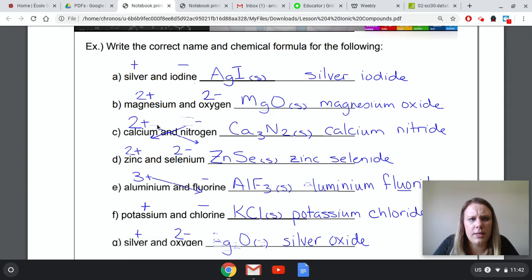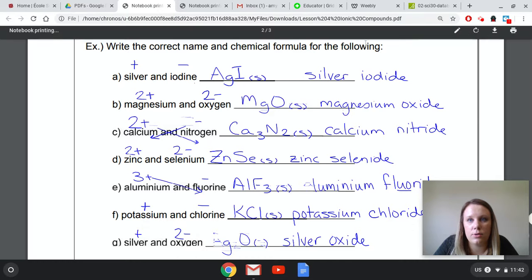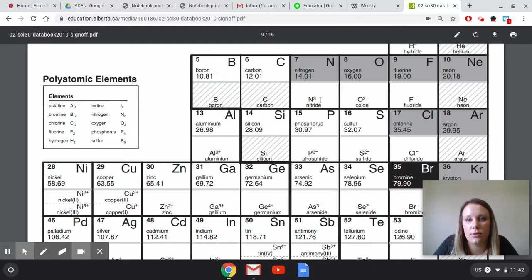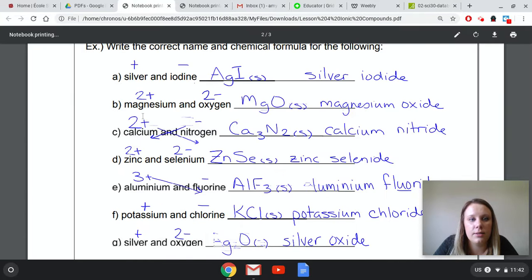what we're going to find is that the number for the first one crosses over to be behind the second one. The number for the second nonmetal crosses over to be behind the first element. So these numbers are both written behind the element that comes before them. Now this one kind of got erased in the notes, but nitrogen, as we can see, is a charge of negative 3. And calcium is a charge of positive 2. So behind nitrogen is going to be calcium's charge, 2, and behind calcium is going to be nitrogen's, 3.